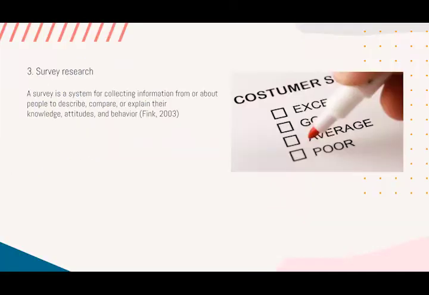Next, we have survey research, which is a system for collecting information from or about people to describe, compare, or explain their knowledge, attitudes, and behavior. This strategy is very popular in business research because it allows the researcher to collect quantitative and qualitative data on many types of research questions.